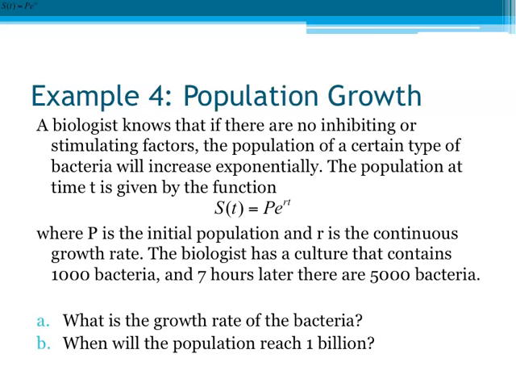Now, because in this example, you're given the actual function to use, s of t equals p times e to the rt, you actually know that this population is a continuous growth problem. The e in there indicates that. P is the initial population, r is the continuous growth rate. Now we know that there were 5,000 bacteria after 7 hours, and originally this contained 1,000 bacteria.